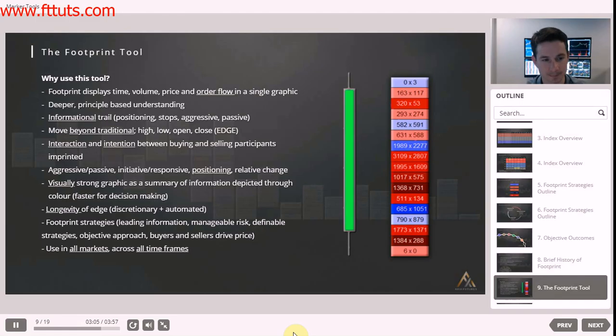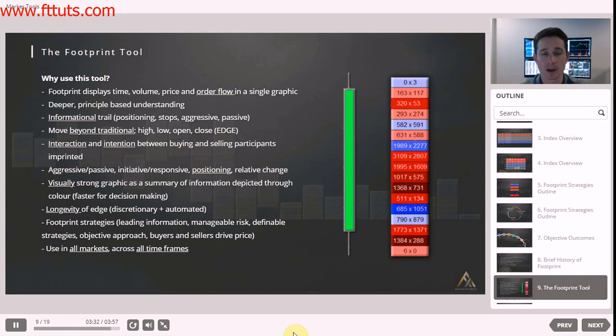Obviously, with the footprint being a new tool relative to the candlestick, there is a longevity of edges that you develop with the footprint tool. So each strategy you develop with the footprint, you're going to be using leading information rather than the traditional lagging information. Also, the footprint will allow you exact manageable risk with each strategy. Also, you can define very specific unique strategies with the footprint tool.